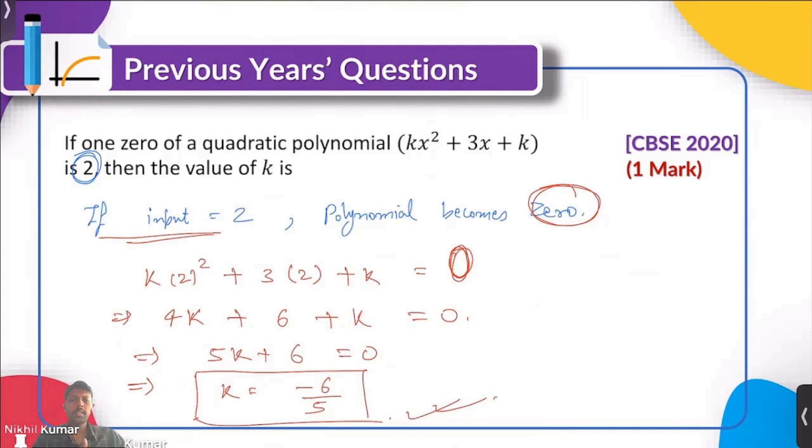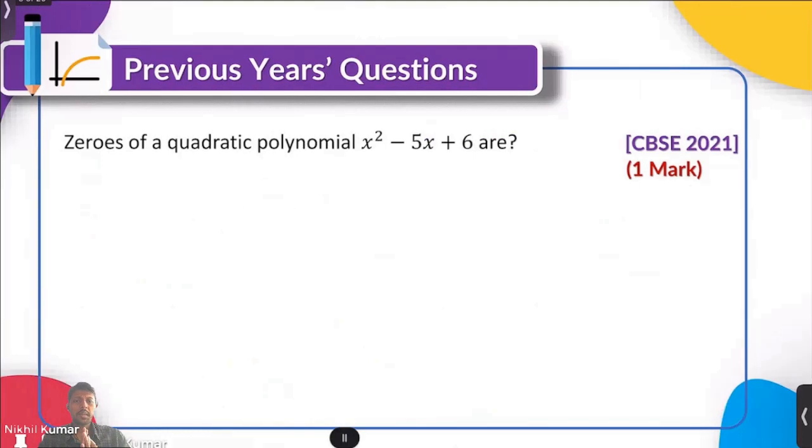This is one final question, so mostly you get 1 mark questions only from this section, but sometimes you do get 2 or 3 mark questions. So if you scan the last 10 years question paper, you're going to find mostly 1 marker questions from this section. Okay, here's one more. Do try this out and come back to look at the solution. Let's look at the solution now.